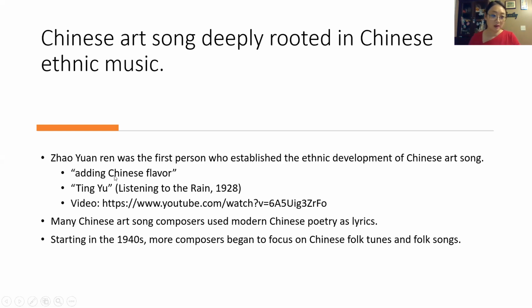For example, the song Tingyu means listening to the rain. It was composed in 1928. This song imitated people's chanting tone of classical Chinese poems in the city of Changzhou. Changzhou is a southern city where people's dialect had developed over 3,000 years of history. Now I'm going to show you a short video clip of Changzhou dialect read by Zhao Yuanren. And he was reading some shi poetry from the Tang Dynasty.